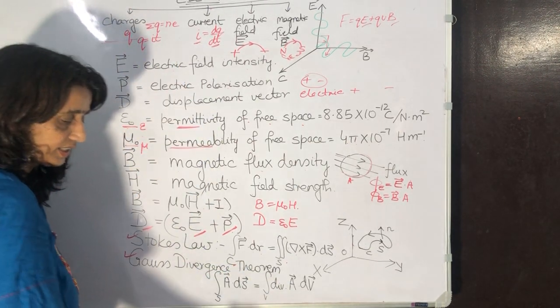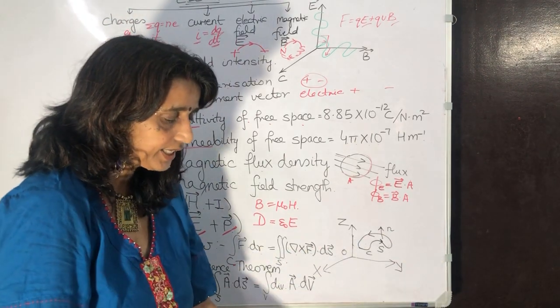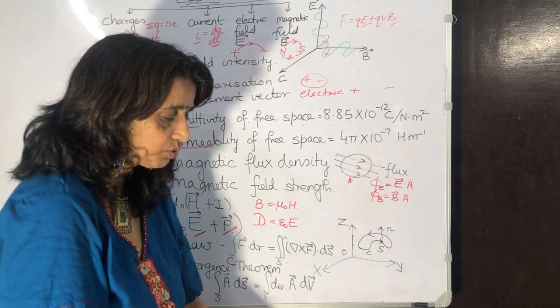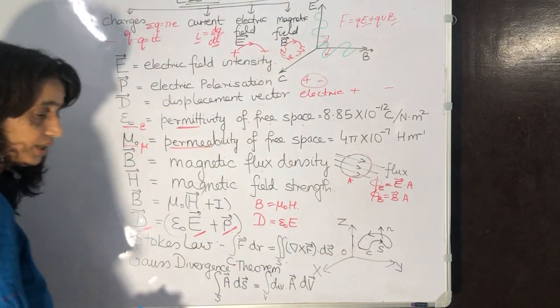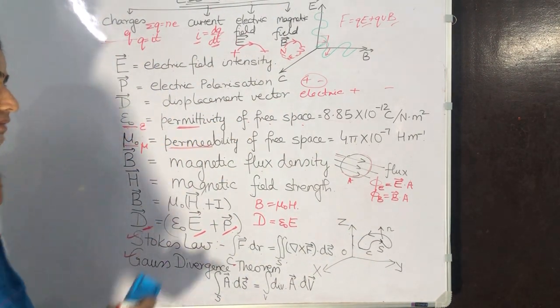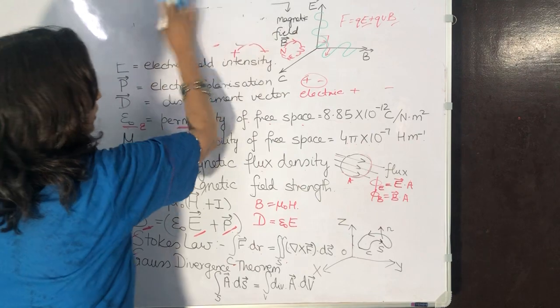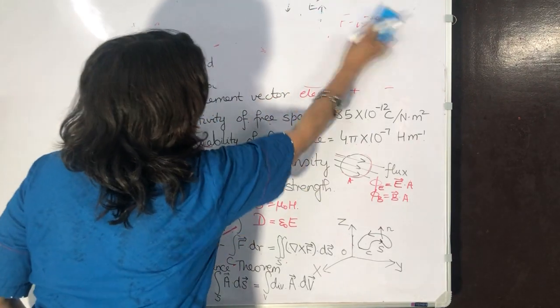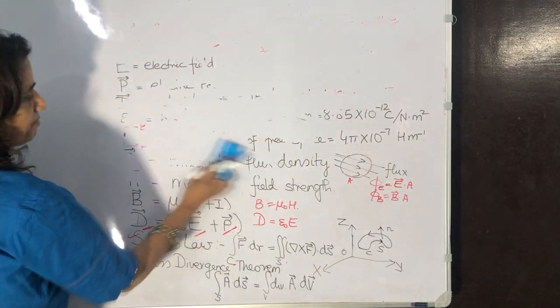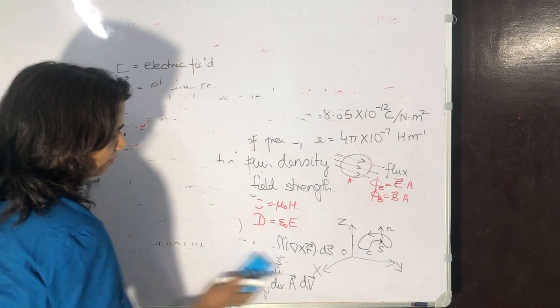You should be knowing this. Now let us quickly see all formulas which we will face in this theory of electromagnetism. Let us begin. We will first begin with the very basic formulas, the symbols and their meanings.